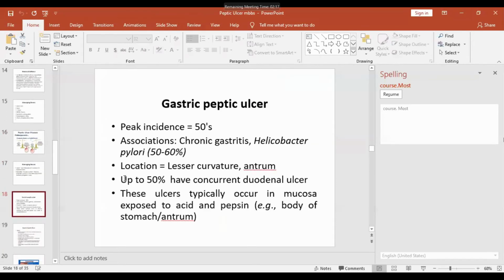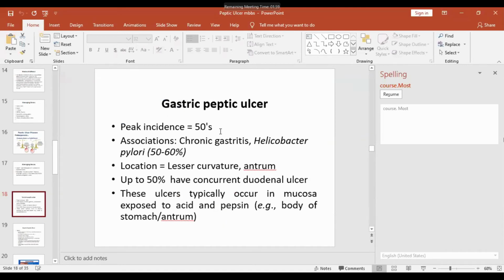Now we come to gastric peptic ulcer and then duodenal. If you know gastric peptic ulcer, duodenal ulcer is similar, only the site is different. But gastric ulcer can also go to malignancy, that is gastric carcinoma. That's why we are talking about this.